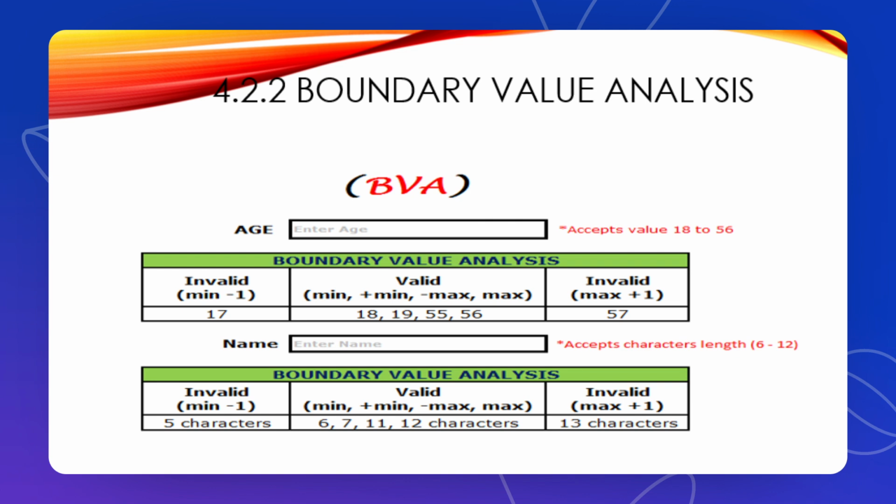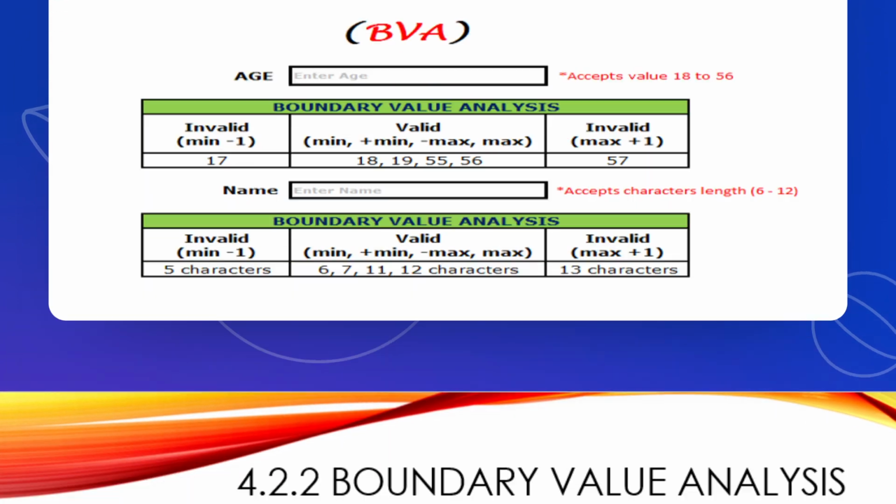Suppose there is another example in which a field accepts 6 to 12 characters. So 6 to 12 are valid characters. More than 12 characters will lie in the invalid class, and less than 6 will also lie in the invalid class. In this case, our boundaries will be 5, 6, 12, and 13. So in this case, this will be 4.